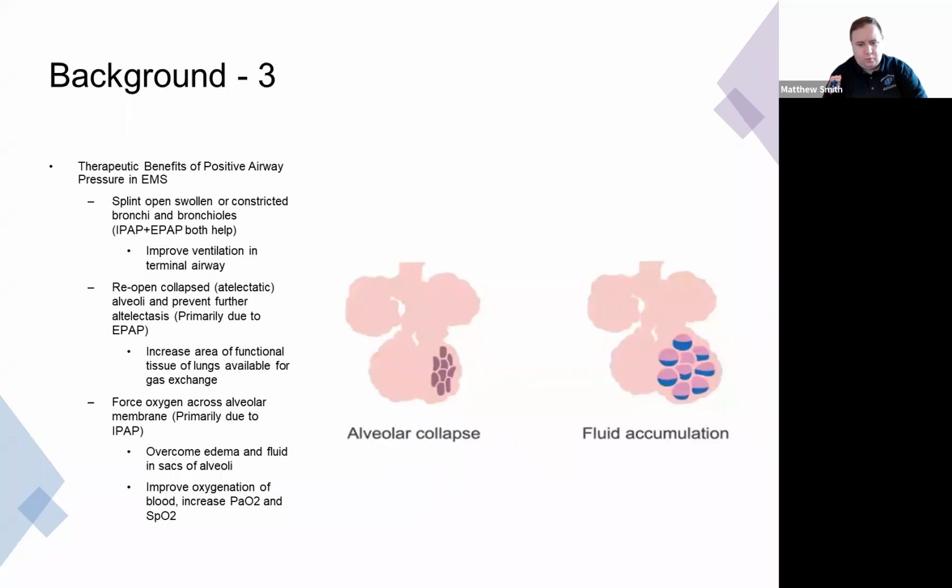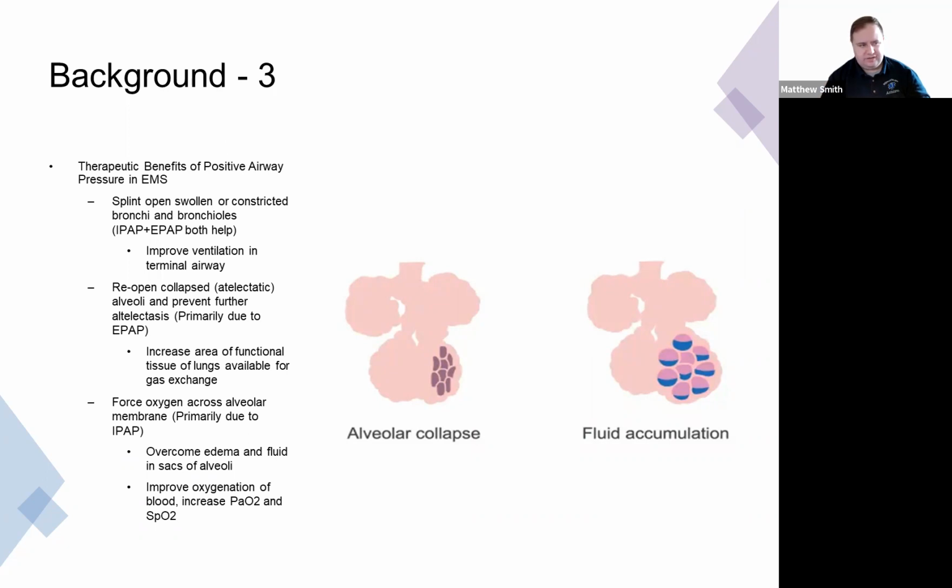So why would we do this? What are the therapeutic benefits? Well, there's a couple things. So first, we can splint open alveoli that are swollen or constricted, as well as bronchi and bronchioles that are swollen or constricted. And this improves ventilation in the lower parts of the airway, right? So you can imagine a patient with asthma or a patient with bronchitis. They've got bronchioles and bronchi that are swollen and constricted. And when we apply pressure to those bronchi and bronchioles, it's going to tend to open them up a little bit. And so that improves our ventilation.